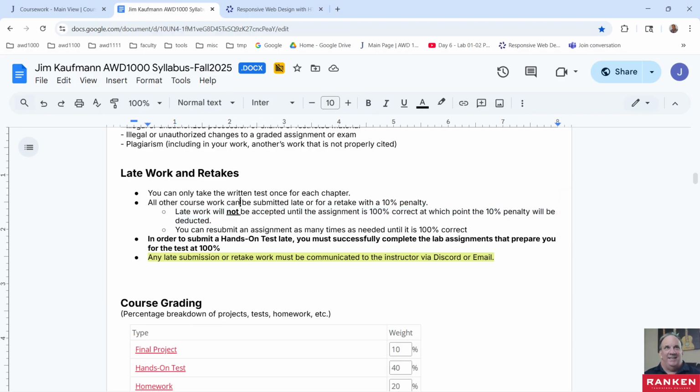So basically, if you turn in something late, for one thing, you have to make sure that you communicate, hey, I'm turning in a late assignment. So you'll get 10% taken off the top of it, and then after that, you'll be graded. So if you did perfect on something, you'll start at a 90%, and everything was perfect, you get a 90%.